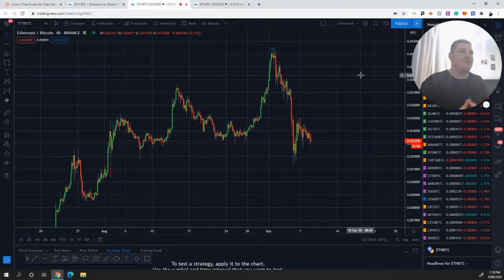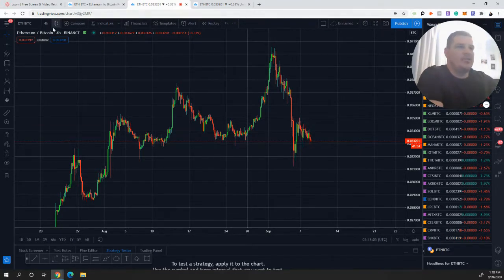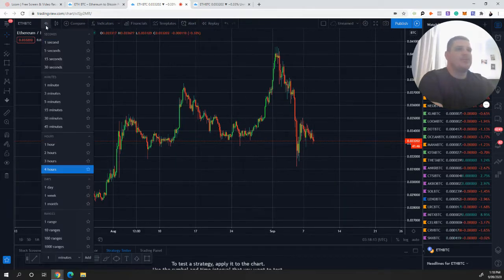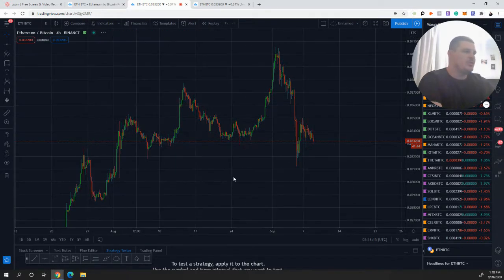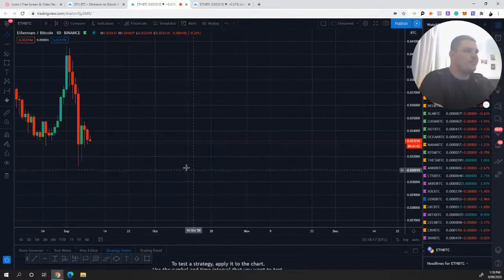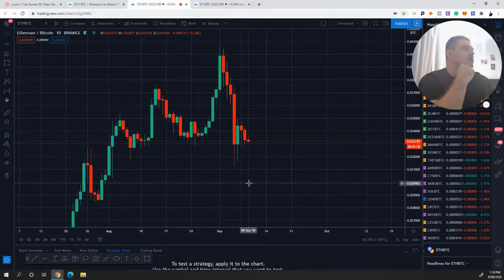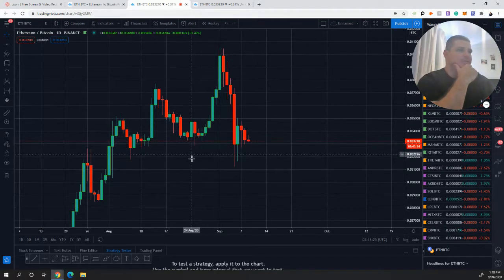So how to find support and resistance lines is you can just go to any time frame, and at the moment I'm going to be jumping on the Ethereum BTC chart, right? I'm just going to jump onto the daily, and we can have a look here. So basically, with the support line, price is coming into this area, right?